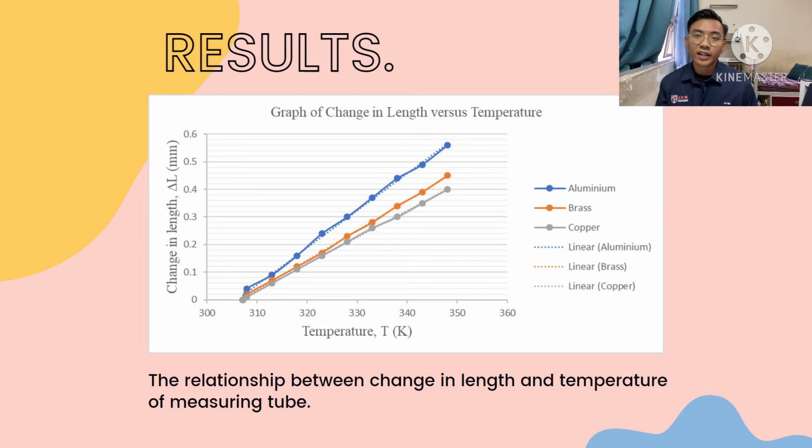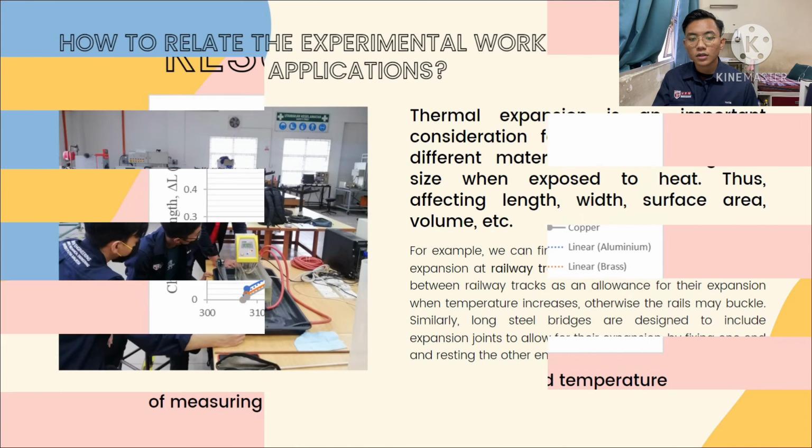By using the tabulated data, we then plot the graph of change in length versus temperature, and here we can see that the steepest line is from aluminium, followed by the brass and copper. So we can conclude that the highest change in length is for aluminium.